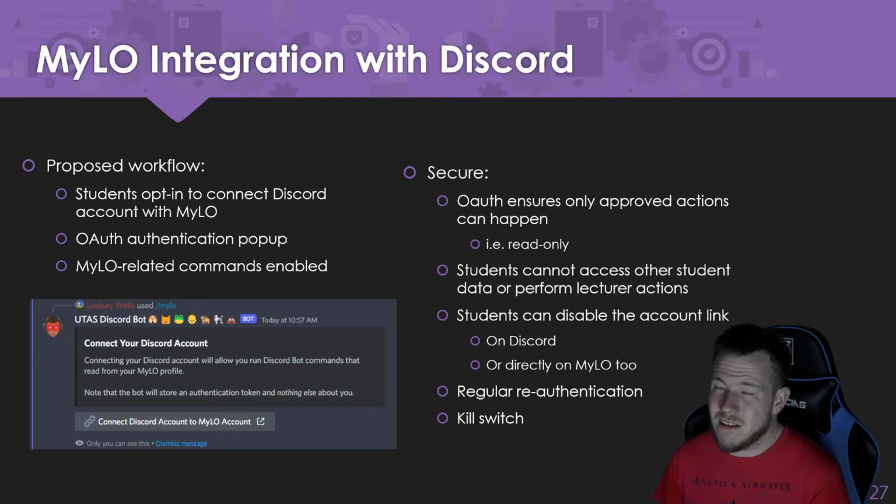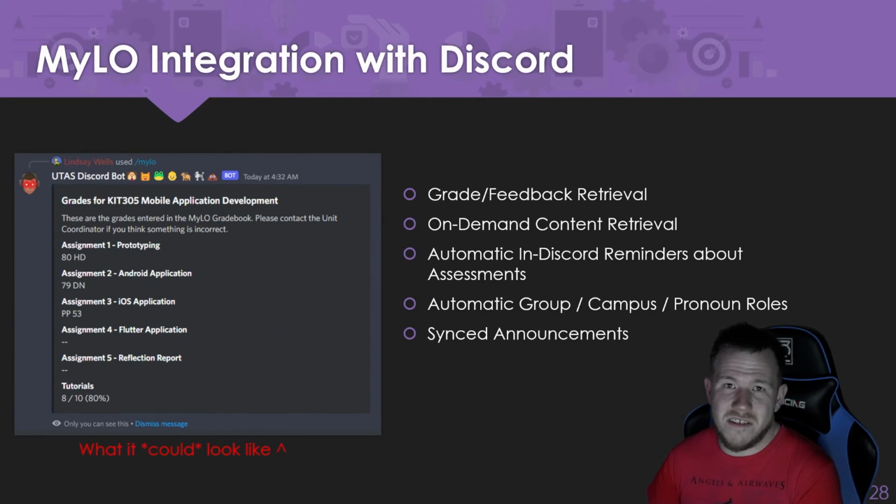This has been well thought out as a feature. Thanks to the security team at UTAS, we've considered a lot of aspects around data privacy and the integrity of Milo data. Once connected, students could easily get way more personalized feedback from the bot around what their recorded grades are, what assessments are still outstanding, and retrieving content with context, to say, show me this week's lectorial slides. With Discord integration, I could also automate roles for campuses, group assignments, and sync announcements between the Milo announcements and the announcements channel on Discord.